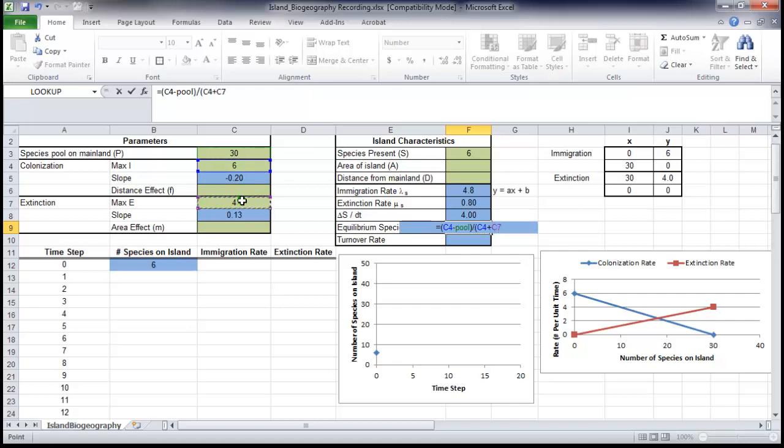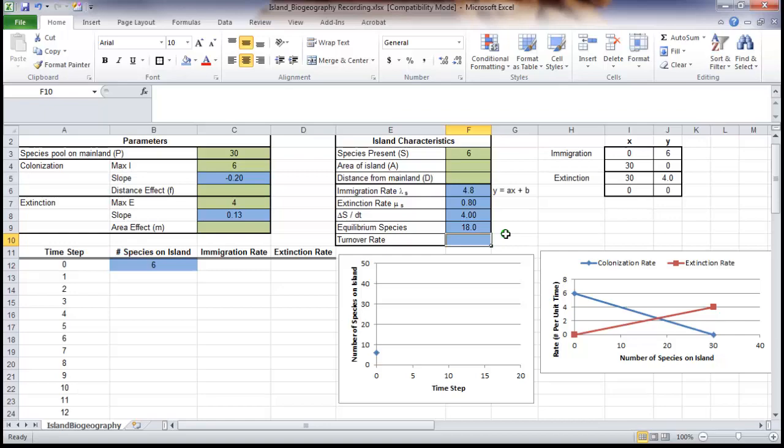So this equilibrium number is determined strictly by these inputs here, the maximum immigration, the maximum extinction, which again are set by the ecosystem itself, and the species pool. Now I think I made a mistake here. This should be C4 times the pool divided by C4 plus C7. And we end up with our equilibrium number of species of 18.